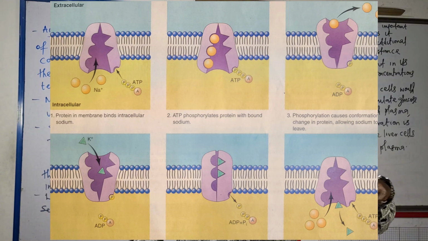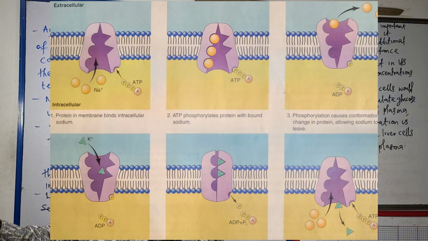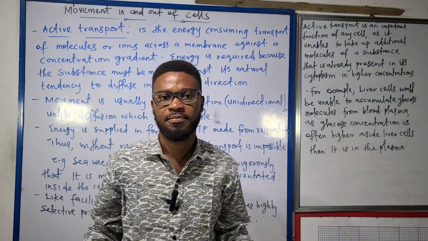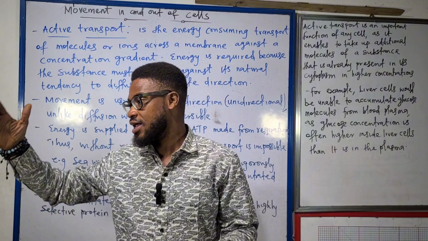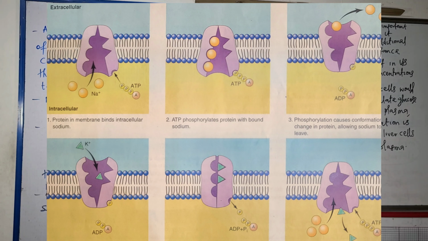For every 2 potassium that comes into the cell, 3 sodium moves from the inside of the cell to the outside. And the movements are both from a region of what? Lower concentration to a region of higher concentration. Both movements are uphill movements. Both movements are against the concentration or diffusion gradient.